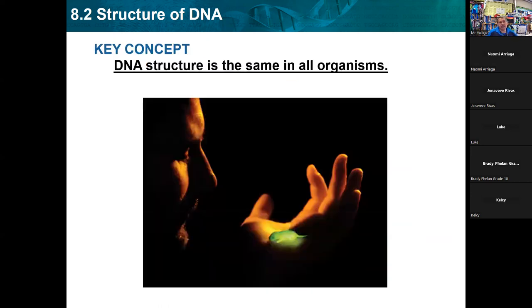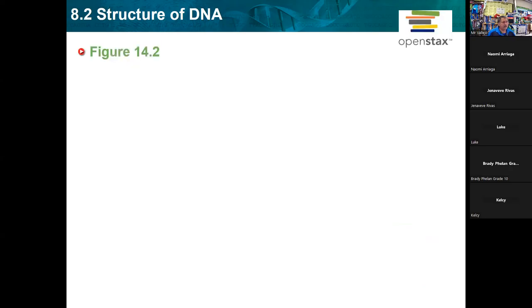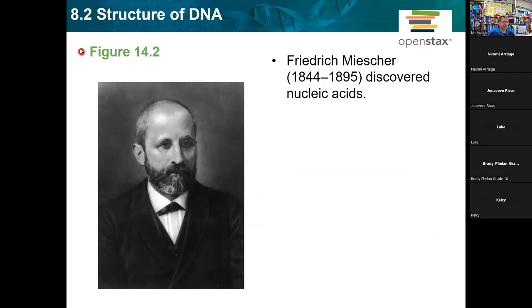DNA structure is the same in all organisms, whether it's a eukaryotic organism or a prokaryotic organism. That is to say, it's an organism with a nucleus or it is a bacterium. They both have DNA, so DNA structure is the same in all organisms. This has been known for a little while now.